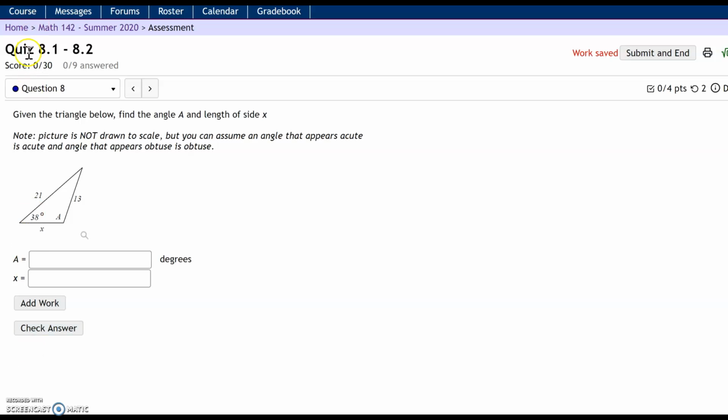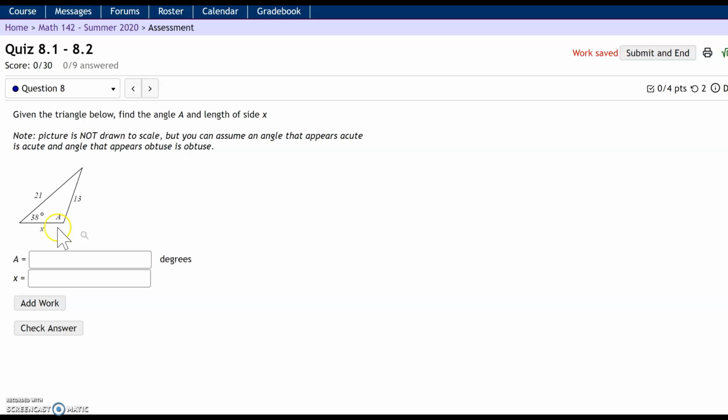Hi, this was a law of sines question from quiz sections 8.1 and 8.2. Here we have a triangle. It says find angle A and length of side X. It also says pictures not drawn to scale, but you can assume an angle that appears acute is acute and an angle that appears obtuse is obtuse. So the first thing I notice is angle A is obtuse, meaning more than 90 degrees.